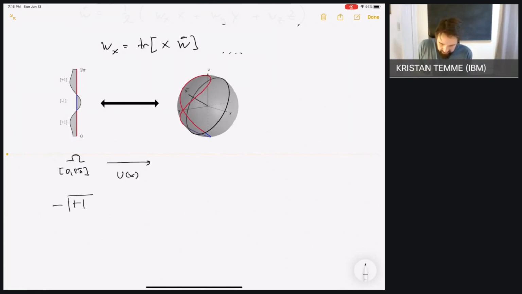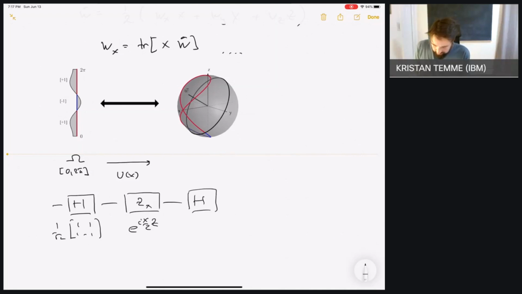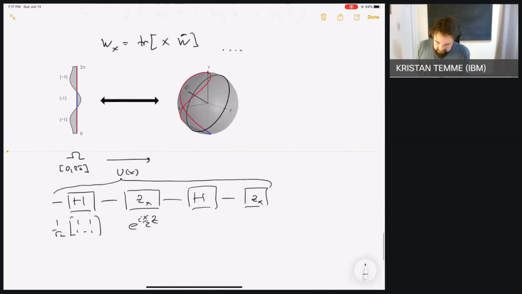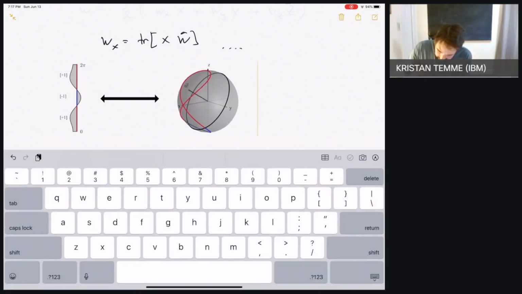So first apply a Hadamard gate on a single qubit, where you know a Hadamard gate is 1, 1, 1, minus 1, times 1 over square root of 2. Then you apply a Z phase gate by X, so you're applying e to the i x half Z. Then you apply another Hadamard gate, right? And then you apply the same ZX gate again. And this entire thing basically corresponds to a single qubit X rotation. So what it does is basically it prepares the following state.